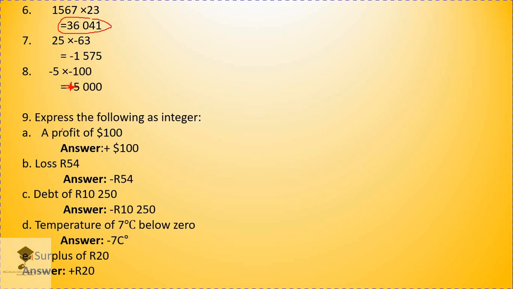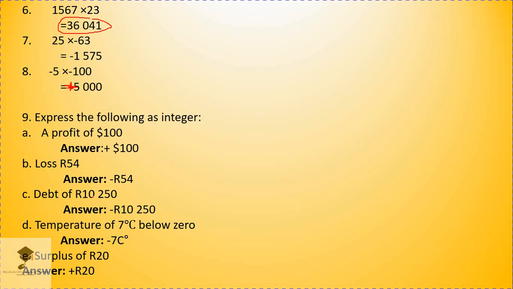Okay, and then we are going to express the following as integers. The first one, a profit of $100. Now remember that profit is additional, so it's going to be a plus sign in front of the dollar sign. So you're going to have plus $100. A loss of 54 rands. A loss is represented by a negative, so our answer is going to be minus 54 rands.